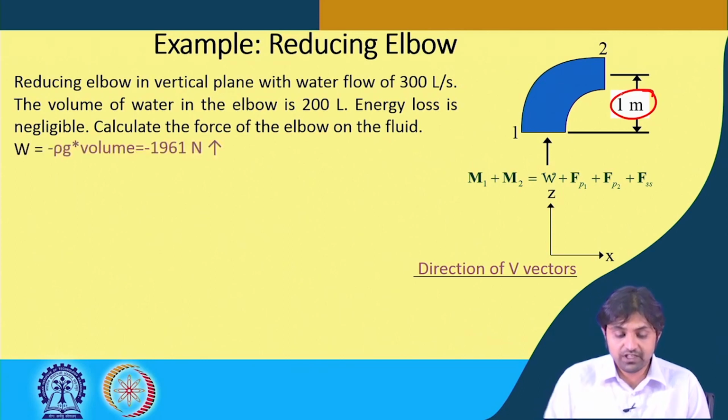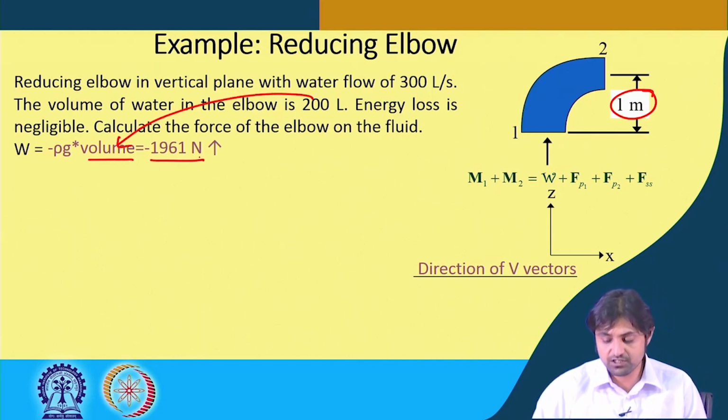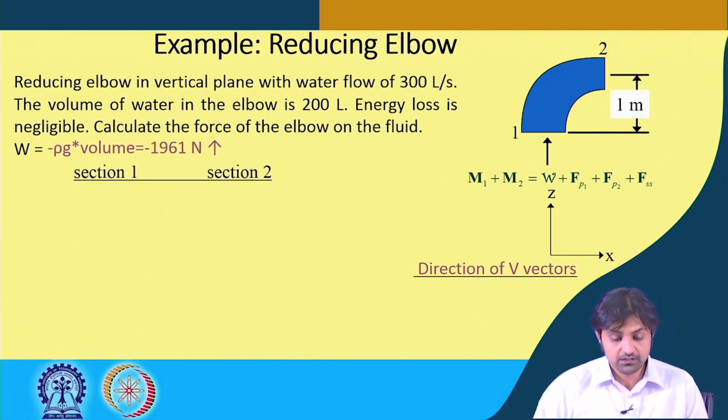What is going to be the weight? Minus rho g into volume. So if you put volume as 200 liters, you are going to end up with 1961 Newton in the negative direction because weight acts downwards. Okay. Now we treat section 1 and section 2, right?